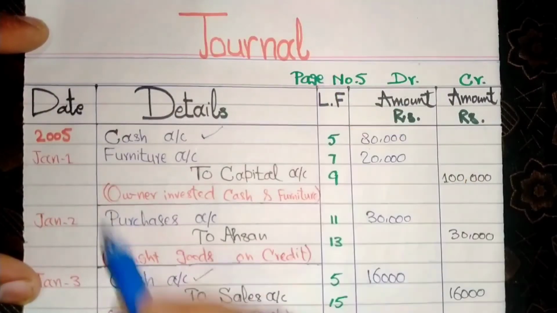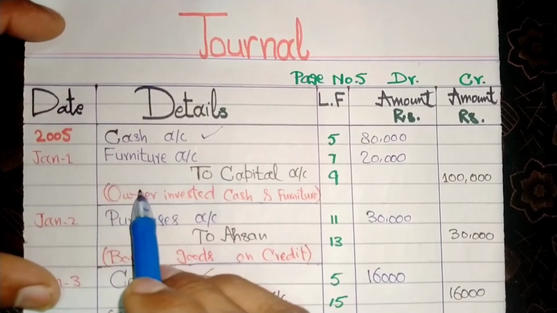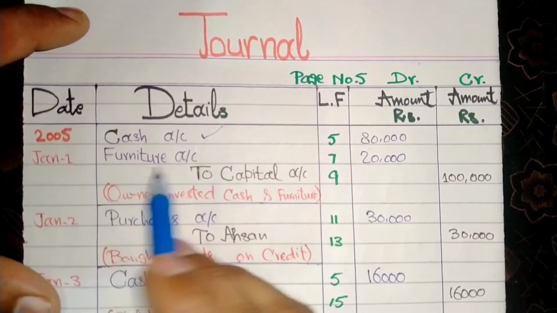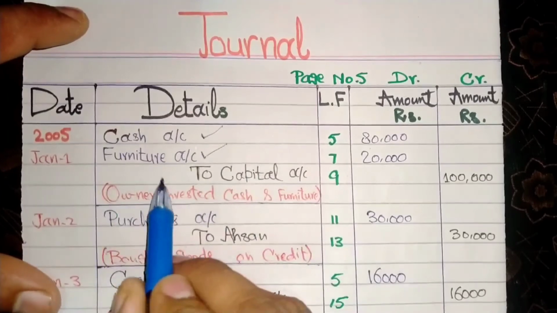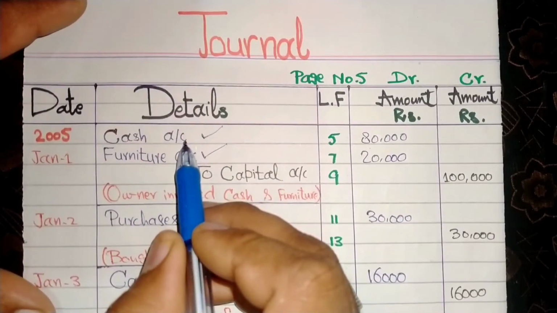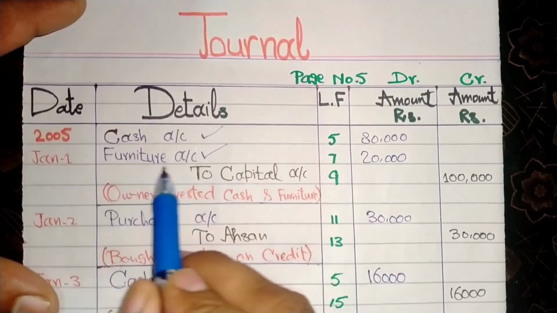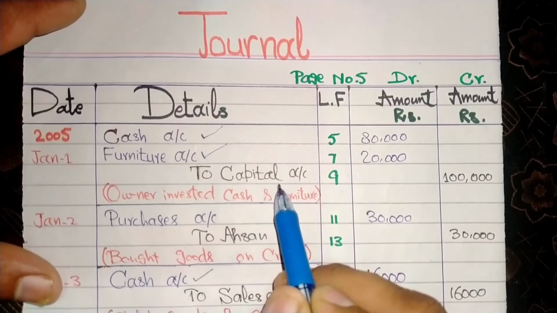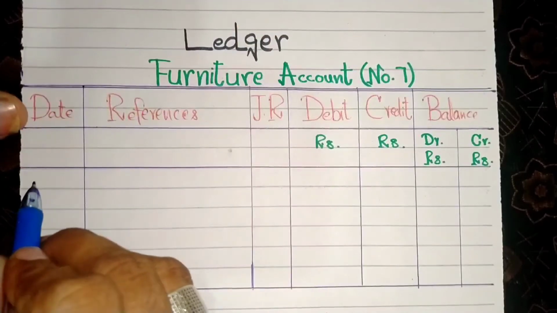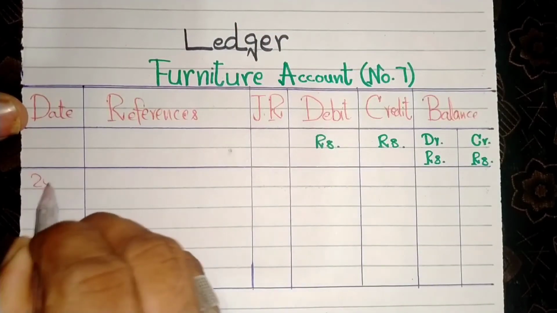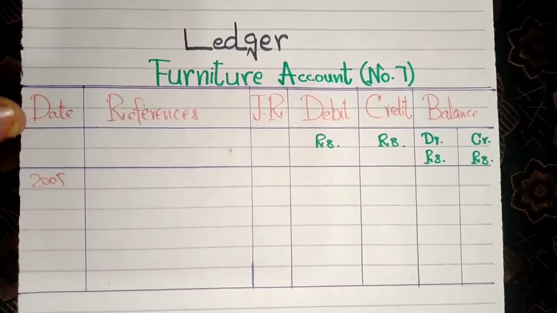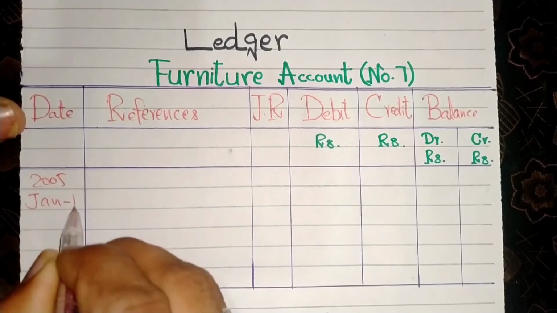So this is a journal. This is the furniture account. So furniture account debit, same as cash account. This is the compound entry, which has more than 2 accounts. So furniture account debit by capital account. Same date, year 2005. The transaction date is Jan 1st.